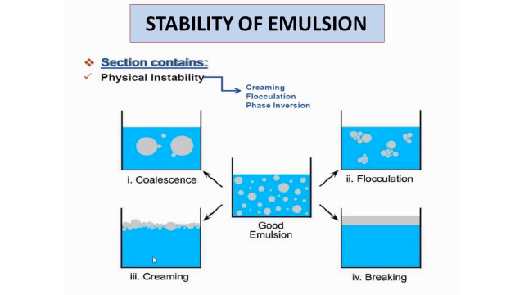Number two is creaming. Creaming means, as the name itself suggests, skimming: the oil droplets will come to the top, and the dispersion medium will remain at the bottom. So this is known as creaming. They will form a layer at the surface. Next is flocculation. The particles, smaller and bigger, are going to adhere together. This is flocculation. And finally breaking: the oil phase and the water phase will separate out. This is known as breaking.